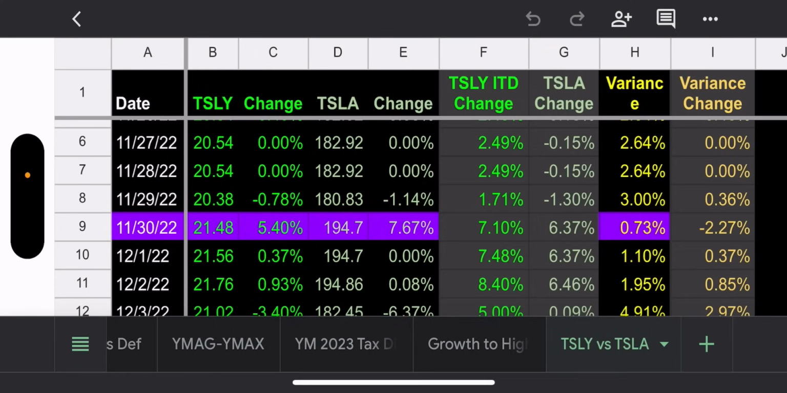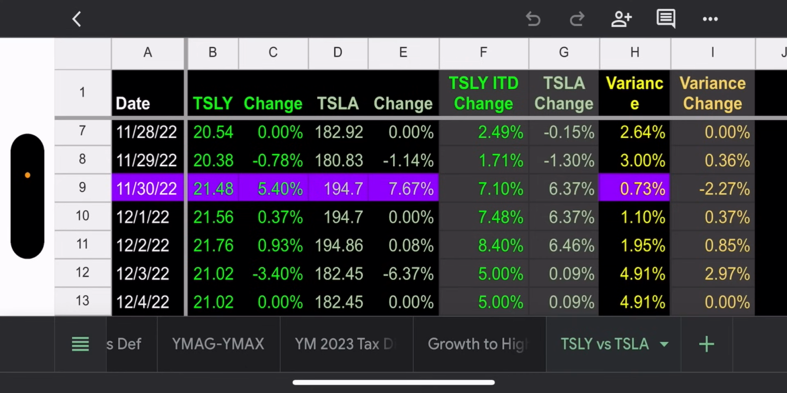So at the same time, they're selling calls that are out of the money, but only by a specific amount. So if you look here, on November 30th, they only gained 5.4% when Tesla gained 7.67%. So this just shows you they didn't go far enough out of the money to capture the total capital gains. That's what I meant to say. So anytime you see purple, that's going to be the reason, okay? So this day, Tesley lost out on possible 2.27% capital gains, all right? And that's just the beginning.